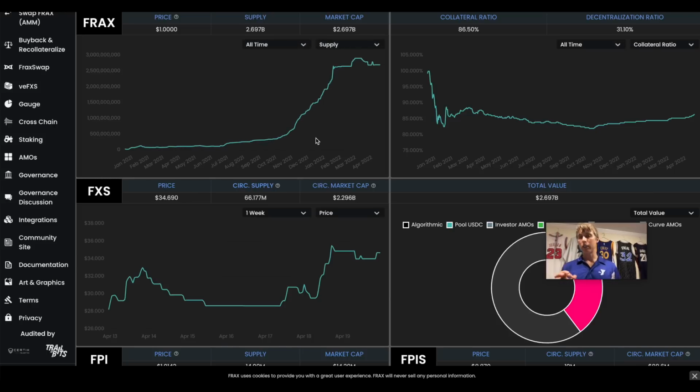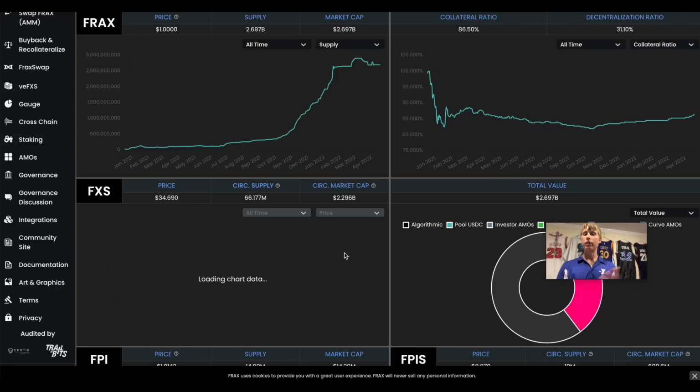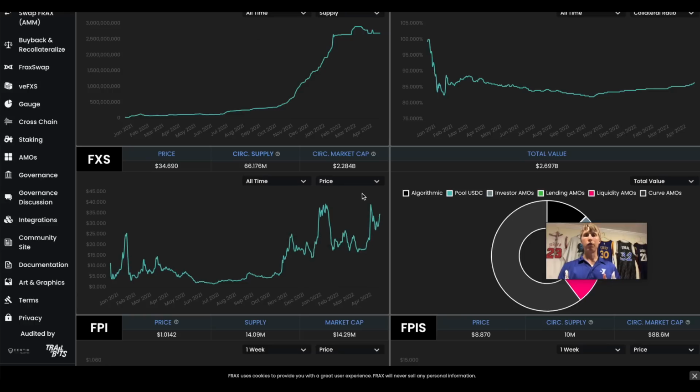The reason why this is an important metric to keep in mind is Frax is your stablecoin. As more and more Frax is minted, there's going to be more and more FXS that is burned. As you can see over time, if we look at the price, yeah, the price is going up because it's burning. Yeah, that's how it works.